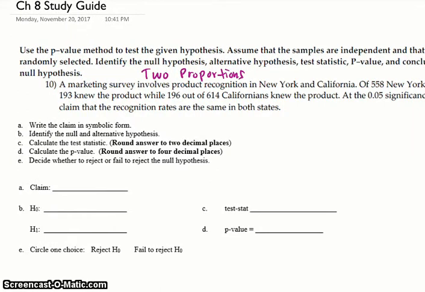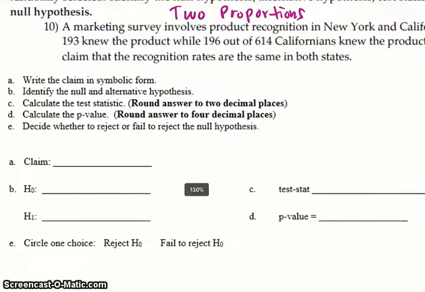So this problem is going to be similar to a problem that is a non-multiple choice part of your exam. So on the exam, you're going to be given instructions like this. Part A says, write the claim in symbolic form. That's what we're going to do here. Identify the null and the alternative hypothesis. That's where we're going to put the answers here. Calculate the test statistics right here. Calculate the p-value. And then the last question, decide whether to reject or fail to reject the null hypothesis. So you're going to need to circle one of these answers.